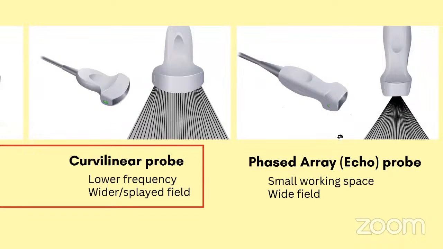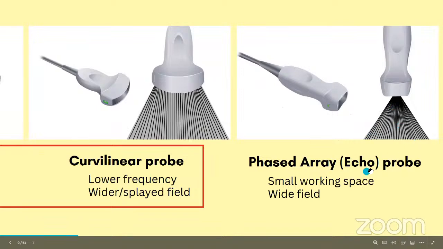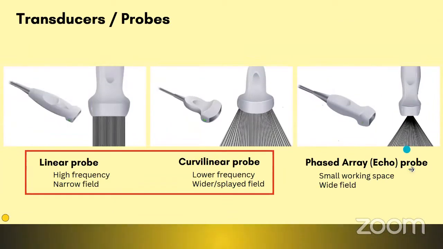Yeah, let me repeat about the echo probe. With the echo probe, we have a small working area, so we can use a smaller area in the body to just peek across the lungs and rib cages to see the heart in total. This is taken care of by the wide and splayed field of the ultrasound pulses. Got it? Yeah. Moving on.